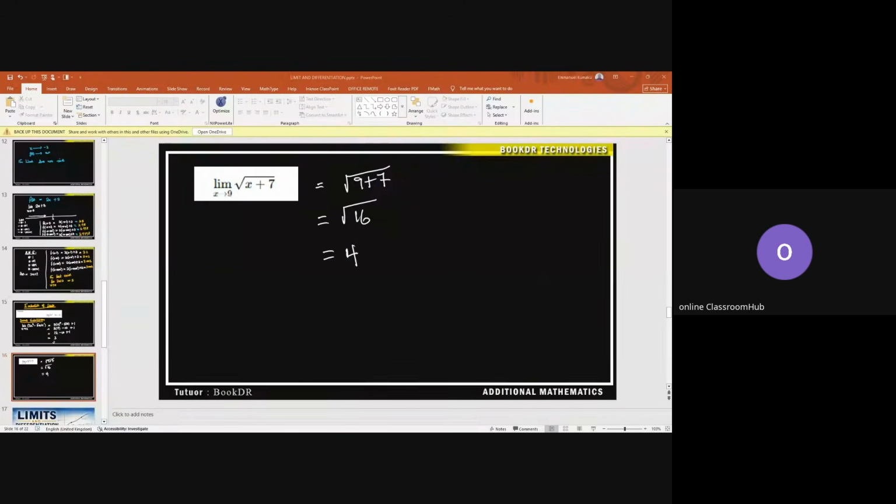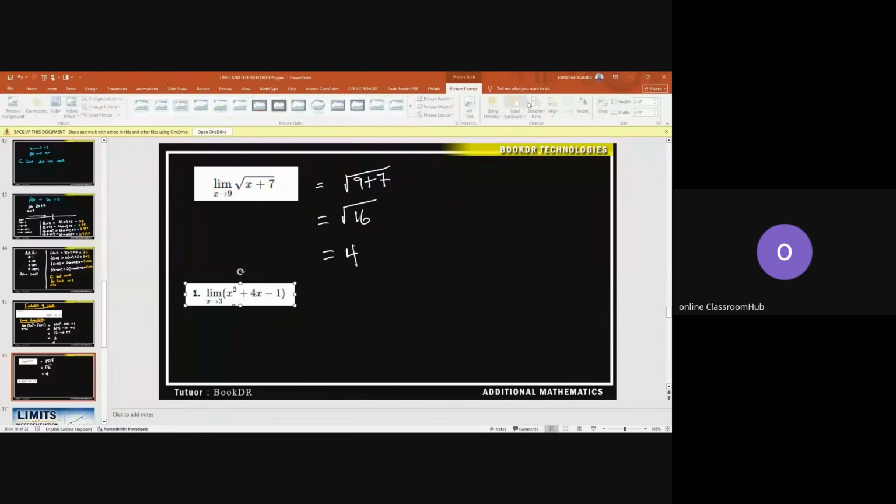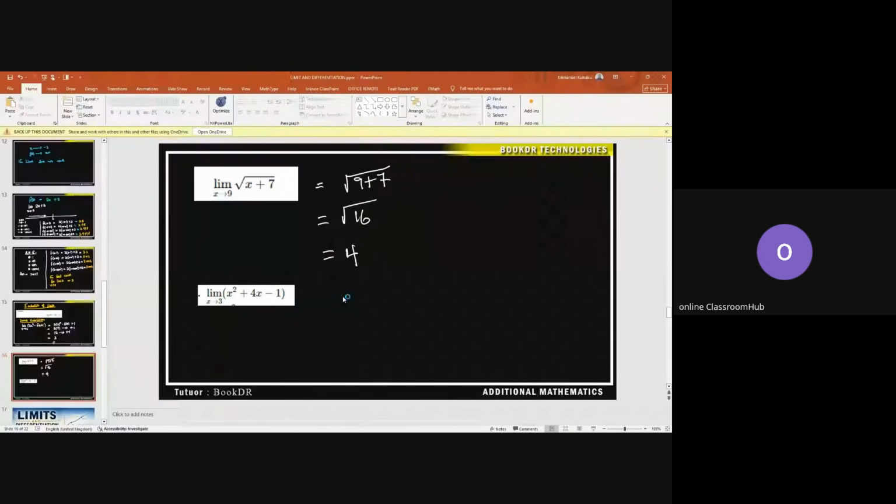Let's look at another one. And I think it's about 8 minutes. So then I think after that one we'll close. So the limit of x squared plus 4x minus 1 as x approaches 3.